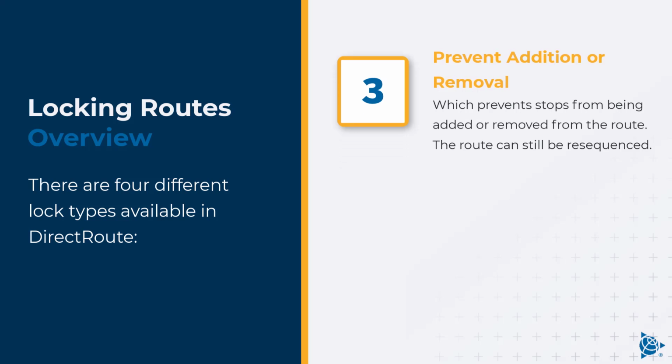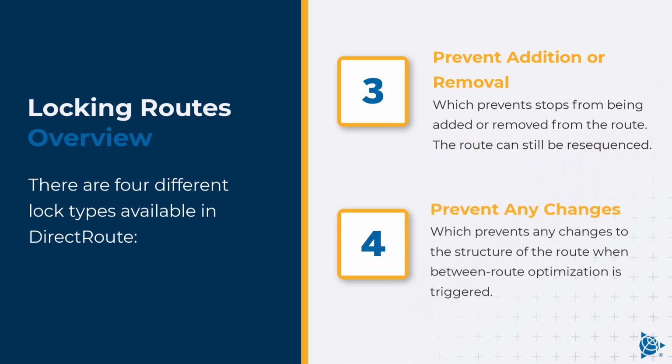Prevent addition or removal, which prevents stops from being added or removed from the route. The route can still be resequenced. Prevent any changes, which prevents any changes to the structure of the route when between route optimization is triggered.